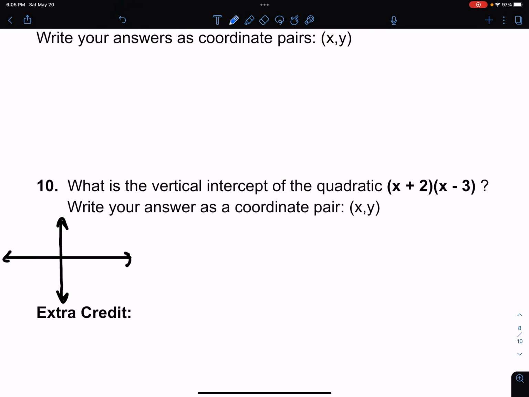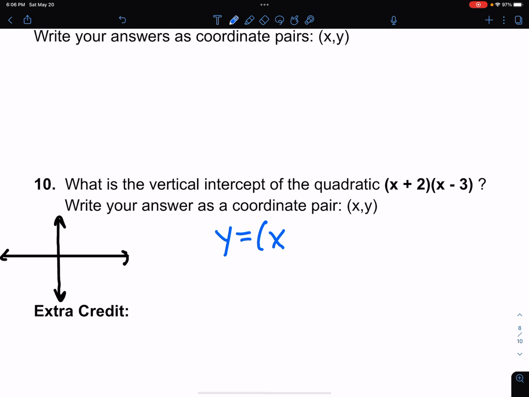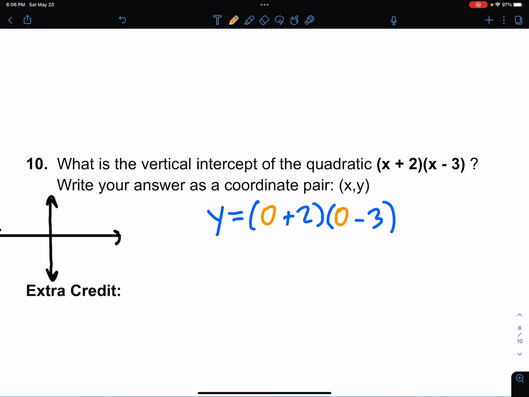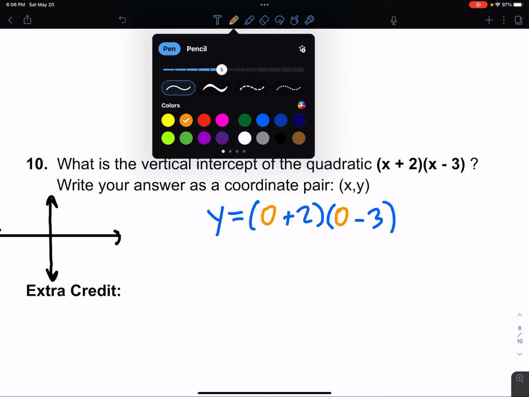So maybe we'll go with a blue pen here. I'm going to say y equals, take your formula, x plus 2 times x minus 3, and then all you got to do is swap out those x's for zeros. Honestly, you could multiply those together and get your standard form, x squared minus x minus 6, and that would give you your answer. It'd be negative 6. Or you plug in 0 like this, right into those factors.